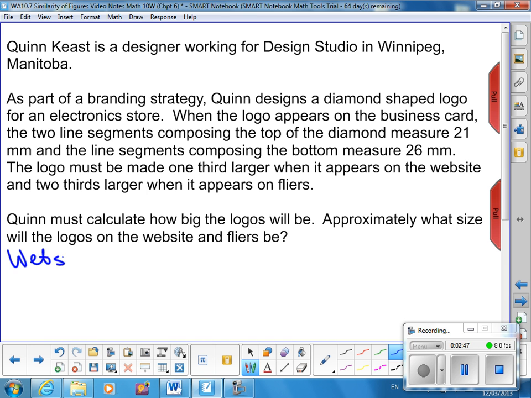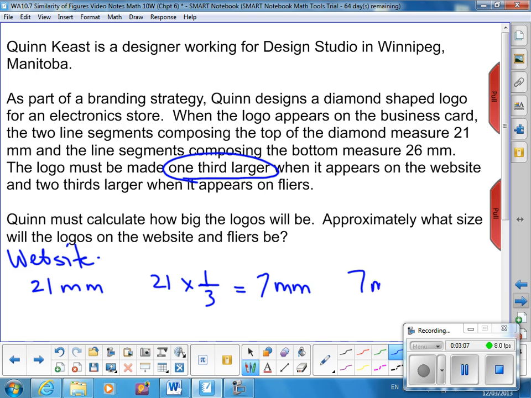So we're going to look at the website. The original is 21 millimeters. Now, we're going to take 21 times 1/3. Normally when you take 1/3, you're making a reduction, but it wants to be 1/3 larger. So we multiply it by 1/3. You find out that's 7 millimeters. What you're going to do is take the 7 millimeters and add it back on to the original size, which is 28 millimeters.